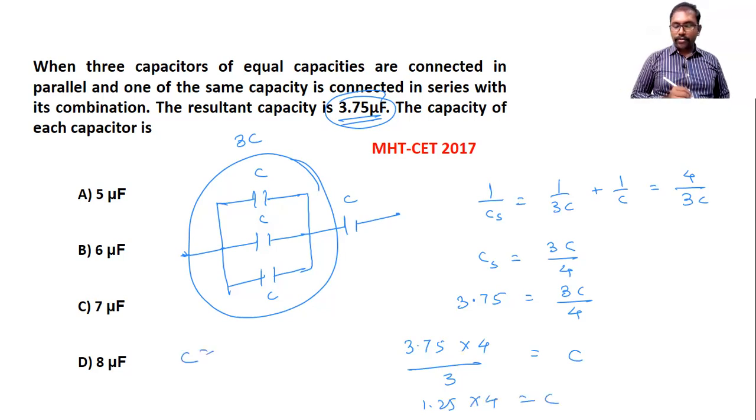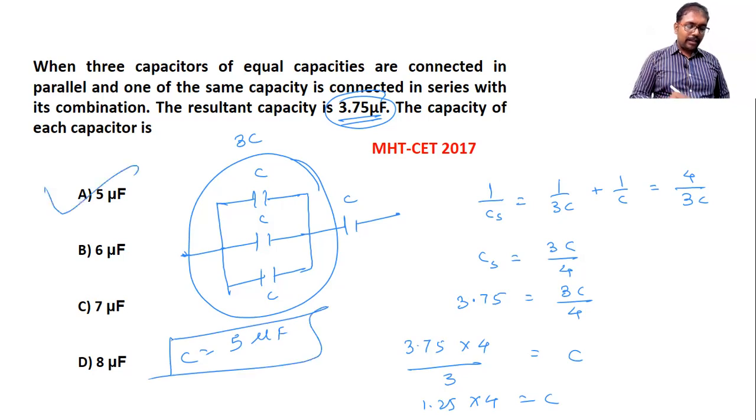Hence 1.25 into 4 is 5. And 5 microfarad is written in option A. So option A is the correct option for this question. Now we have to move to the next question.